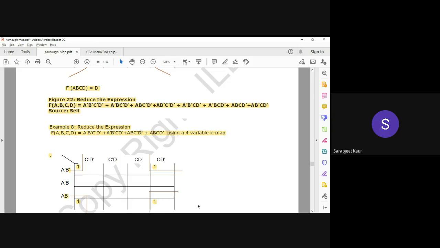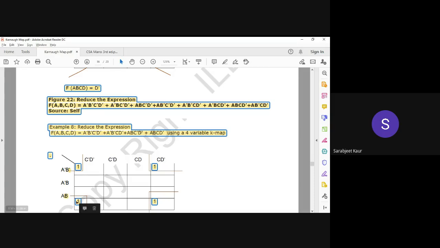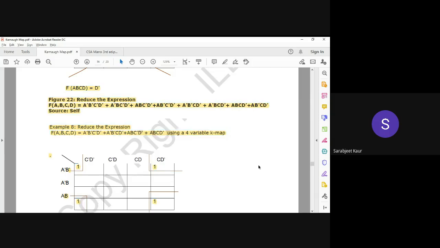Let us please see how to group them. So for grouping them, we have already said that this one and this one taken together are adjacent to these two ones, and these two ones are adjacent to these two ones. Actually all four can be joined together in a single quad. Okay, so how to now read this expression from the Karnaugh map?